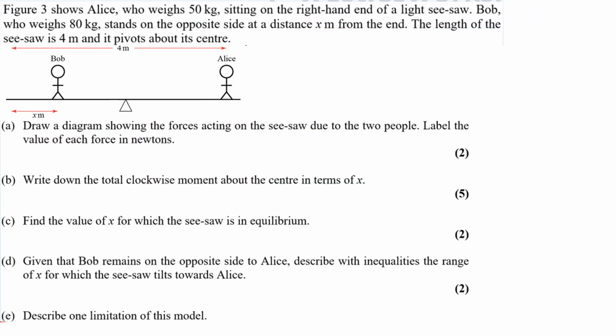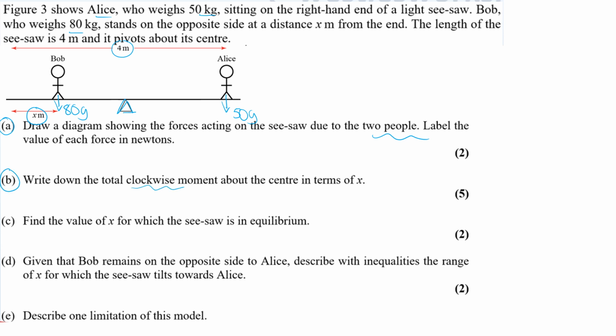This next question is another moments question. So we've got Alice who weighs 50 and Bob who weighs 80 on a seesaw. Bob is X meters away from the end on one side. We've got a pivot exactly in the center. The seesaw is 4 meters long, and Alice is standing right on the other end. So for part A, draw on the diagram the forces on the seesaw due to just the two people. So Alice is going to have her 50g acting down, and then Bob will have 80g there. So that's all we're asked to do for part A.